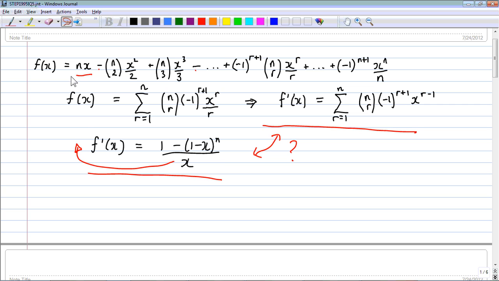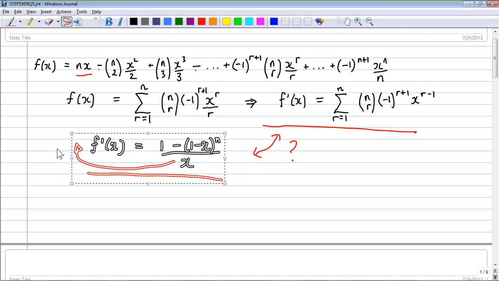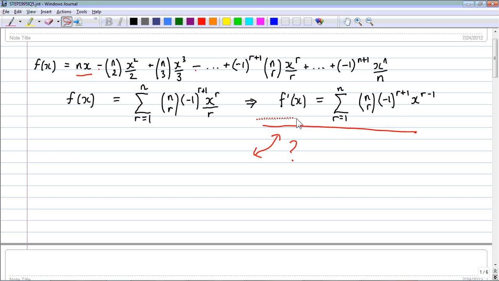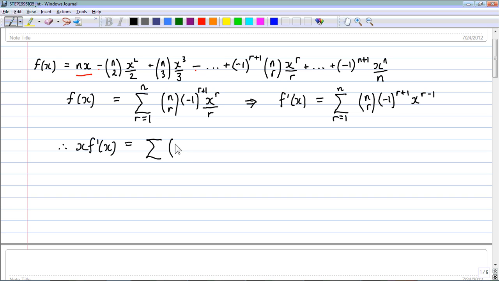Let me just erase all this stuff. So that's what I'll do. All I'll do is multiply my expression by x. So therefore x times f'(x), or derivative of x, and this x multiplies into every term in the series. n choose r, still, (-1)^(r+1), still, and then x to the r, from r equals 1 to n.